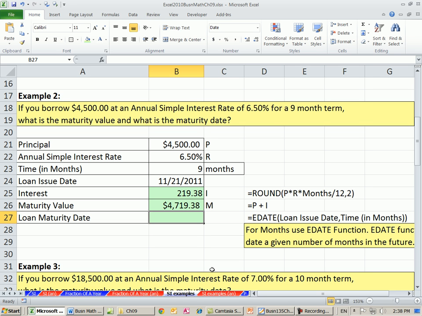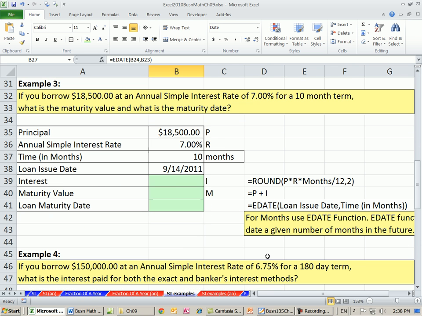And just to repeat, what's the name of the function we can use to calculate maturity date? Yes, I heard someone say it. EDATE, that's right. You just give it a start. There's the start. And the number of months you want to go in the future.